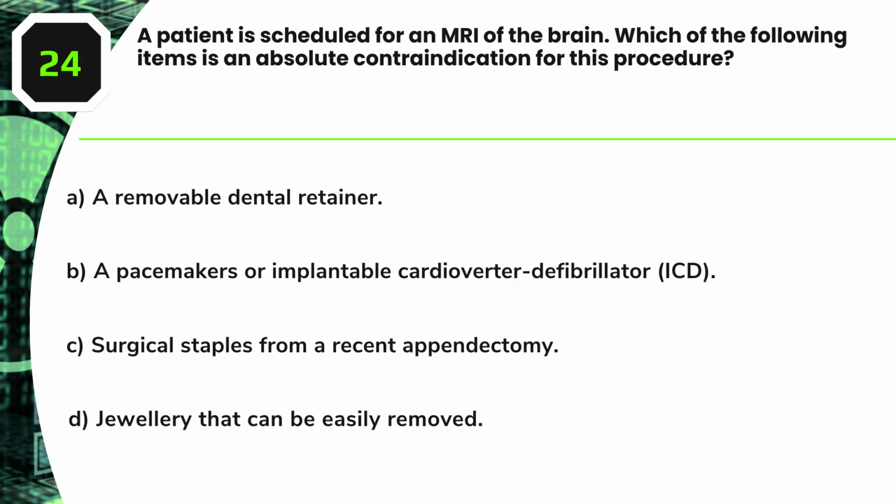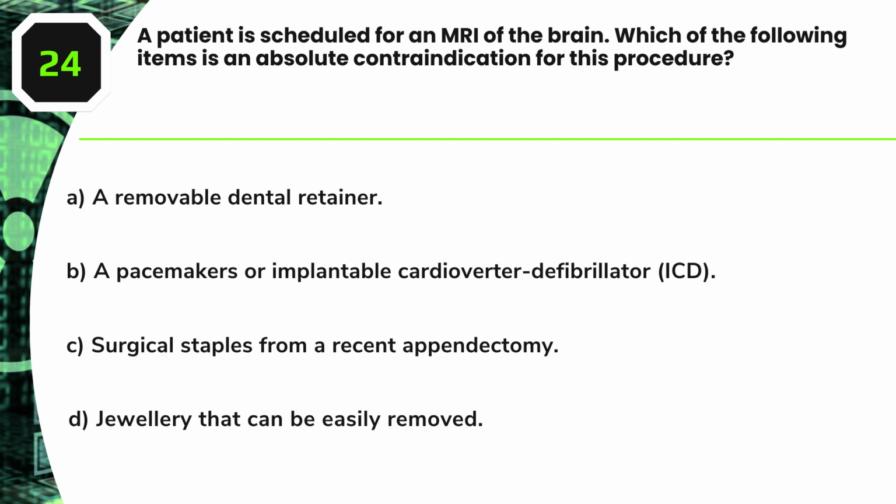Question 24. A patient is scheduled for an MRI of the brain. Which of the following items is an absolute contraindication for this procedure? A. A removable dental retainer. B. A pacemaker or implantable cardioverter defibrillator, ICD. C. Surgical staples from a recent appendectomy. D. Jewelry that can be easily removed.